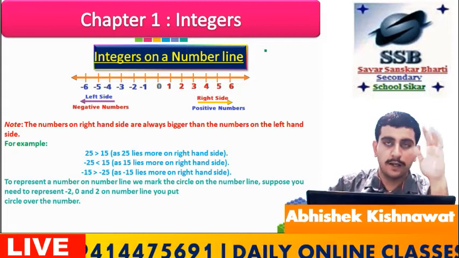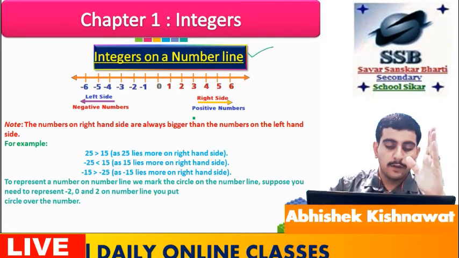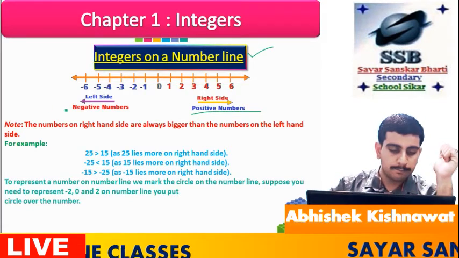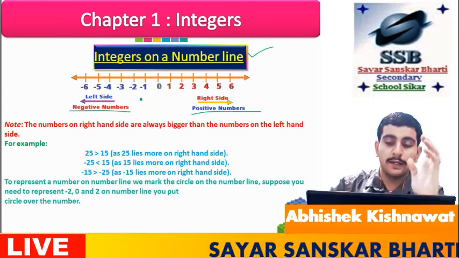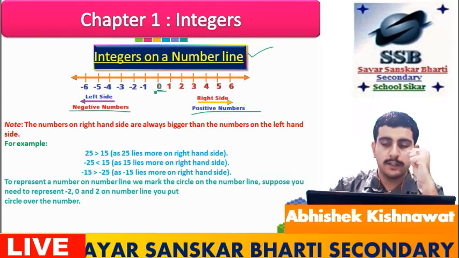Minus 10. I think you get it. Okay, these can be proved on a number line. Let's know about the number line. Integers on a number line. So what are the integers on a number line?